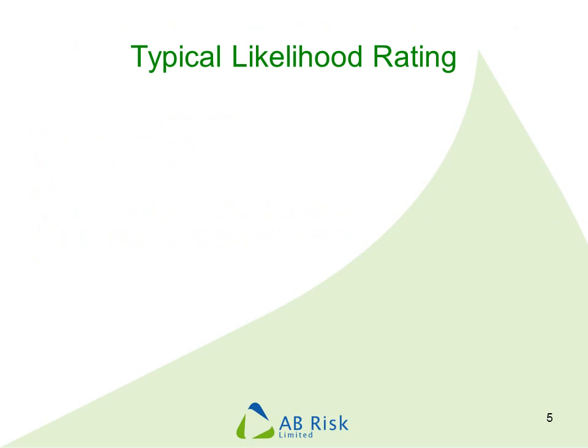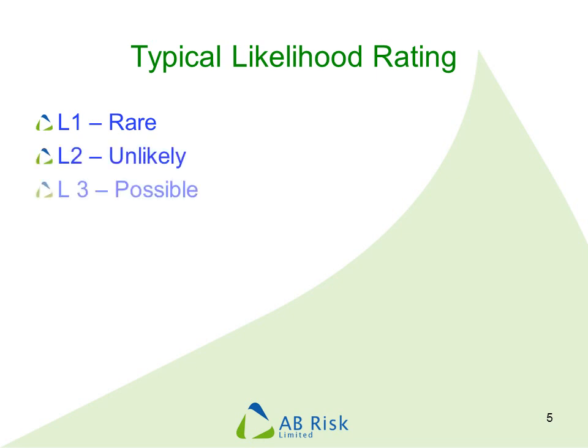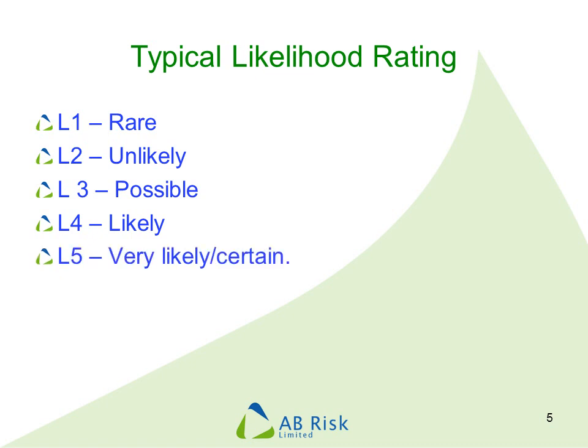Likelihood rating: L1, very unlikely, a rare event. L2, unlikely. L3, possible. L4, this is likely to happen. L5, very likely or even certain. So yes, this rating goes from the least likely to the most likely.